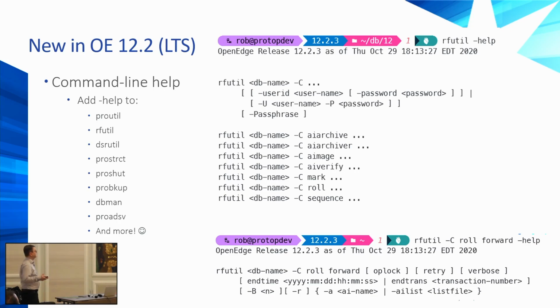And now I don't have to do that because I can just type -help after almost any command, and it'll give me this nice syntax tree here. You can even just type rfutil -help or proutil, prostrct, probkup. Most of the major commands that you use every day are supported there. Nice little quality of life feature.